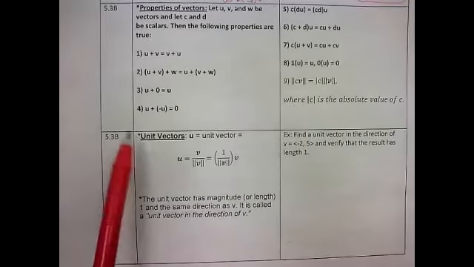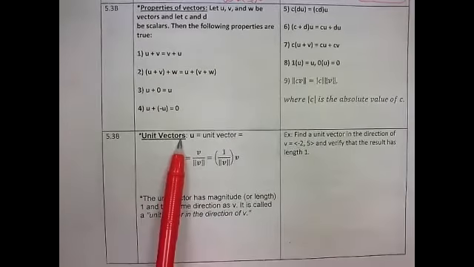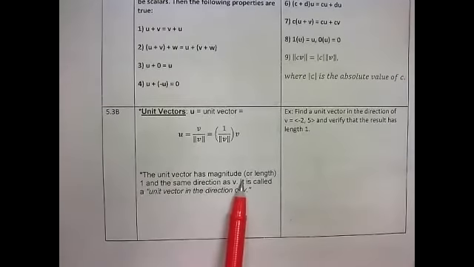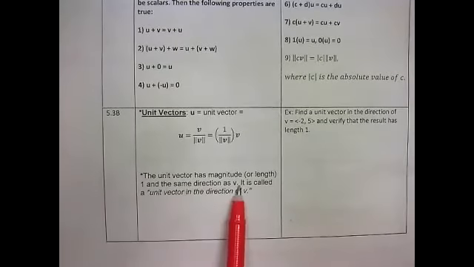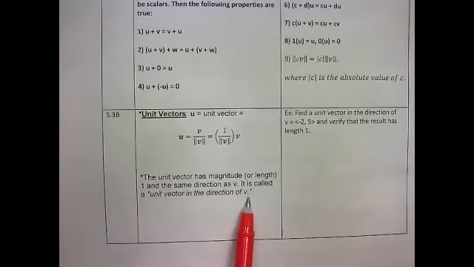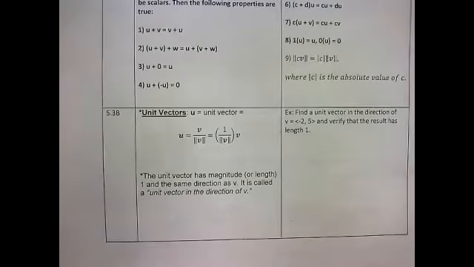But the next big thing that we need to get into is unit vectors. Unit vectors have a magnitude, or a length, of 1, but they're in the same direction as v. So it is called a unit vector in the direction of v. Sometimes you want to know the direction separate from how long it is. In that case, you're going to have to break it out and make it a unit vector. This is used in some applications in physics, in science, and in math.